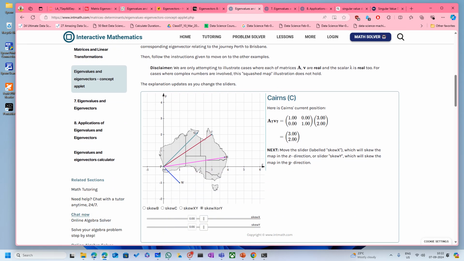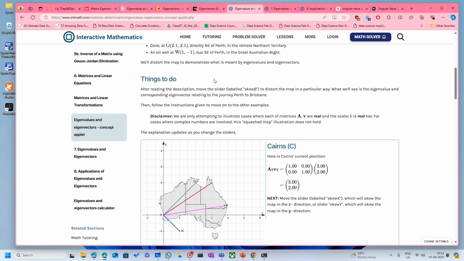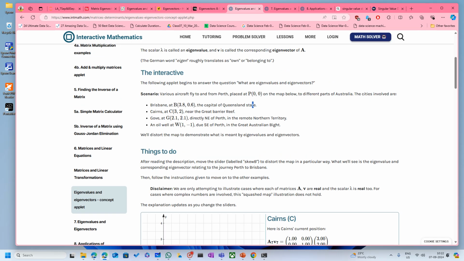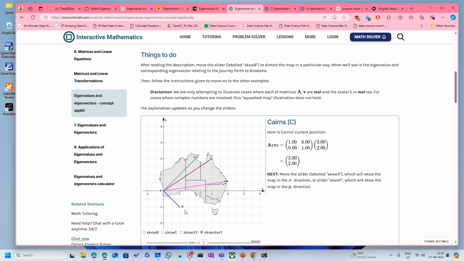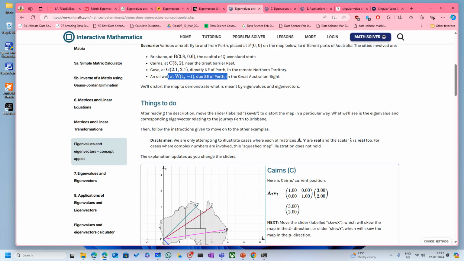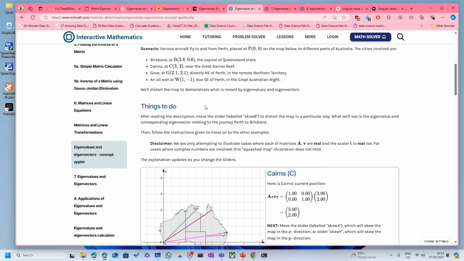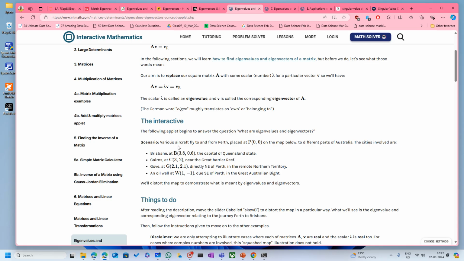This is Perth, this is Brisbane, this is another city, Cairns, I don't know how to pronounce it, and this is Goa. So four cities are represented. Brisbane is at a certain value, another city at another value, Goa and another one is also represented, W is here. Where is this oil well?